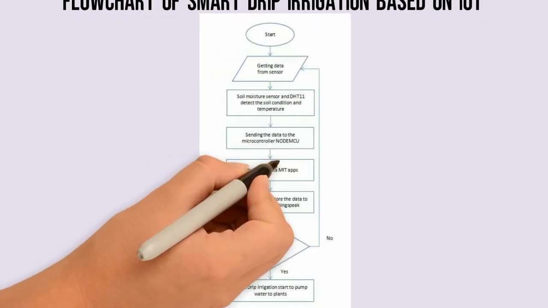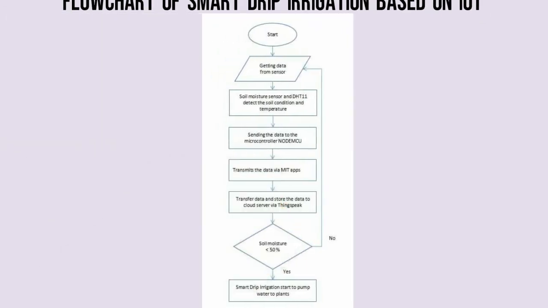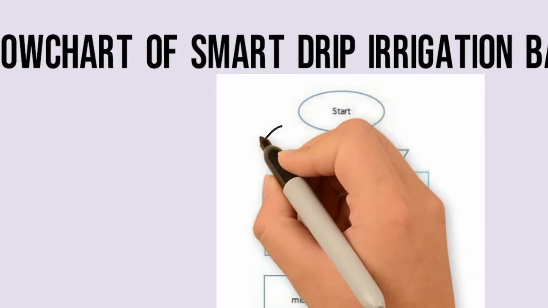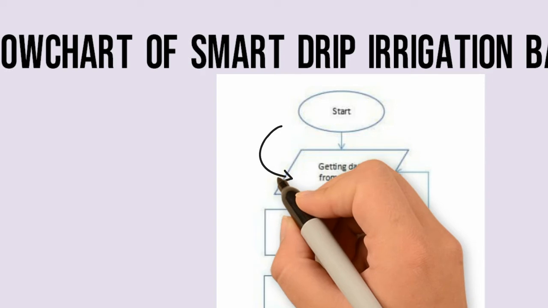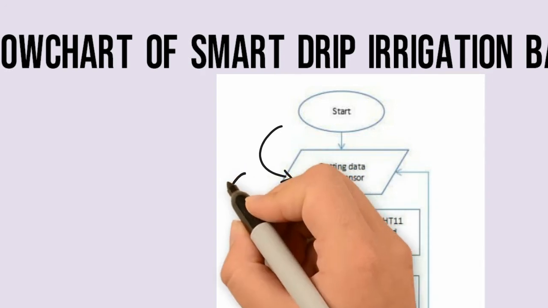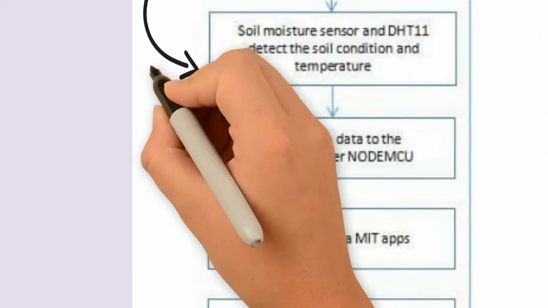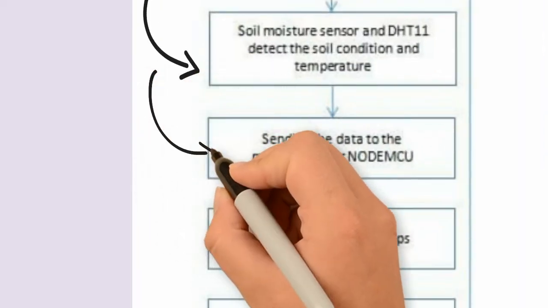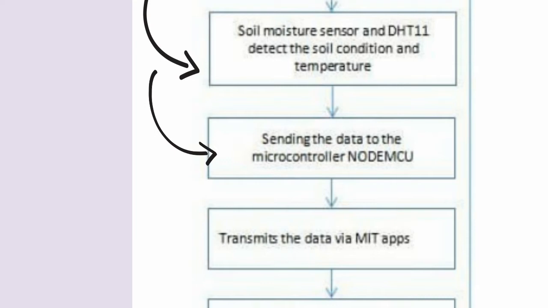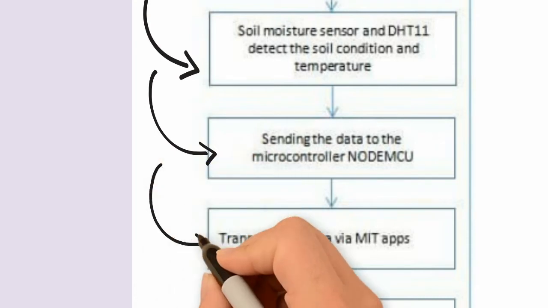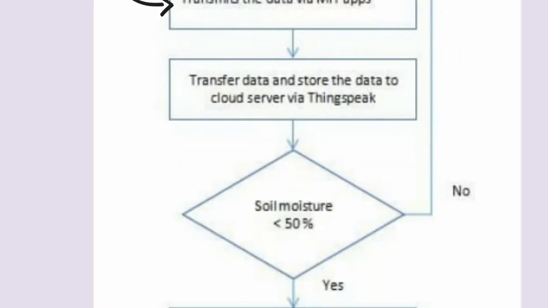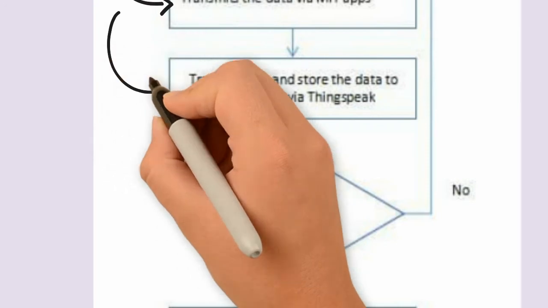For the flowchart of smart drip irrigation based on IoT, the flowchart starts by getting the data from the sensor. The soil moisture sensor and DHT11 detect the soil conditions, humidity, and temperature. Then the data is sent to the microcontroller Node MCU. The data is then transmitted via MIT App, and it will transfer the data to the cloud server and store the data via ThingSpeak.